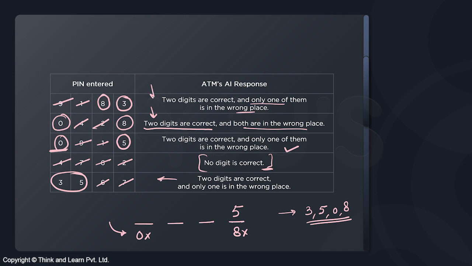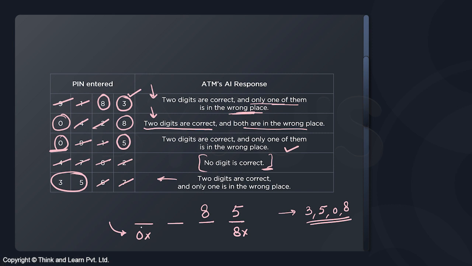Let's come back to the first one. He says one of them is in the wrong place. I surely know 3 is in the wrong place because the last digit must be 5. So 3 is surely in the wrong place. That means 8 is in the right place. That means 8 is the second last digit of my pin. 8 is the second last digit of my pin.